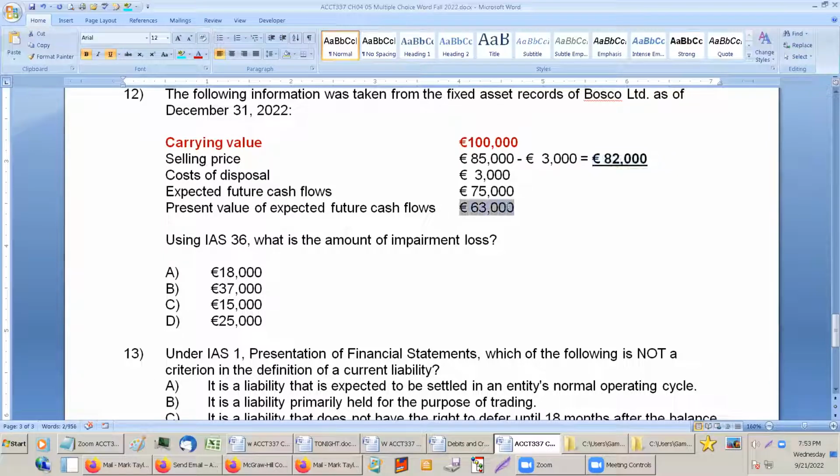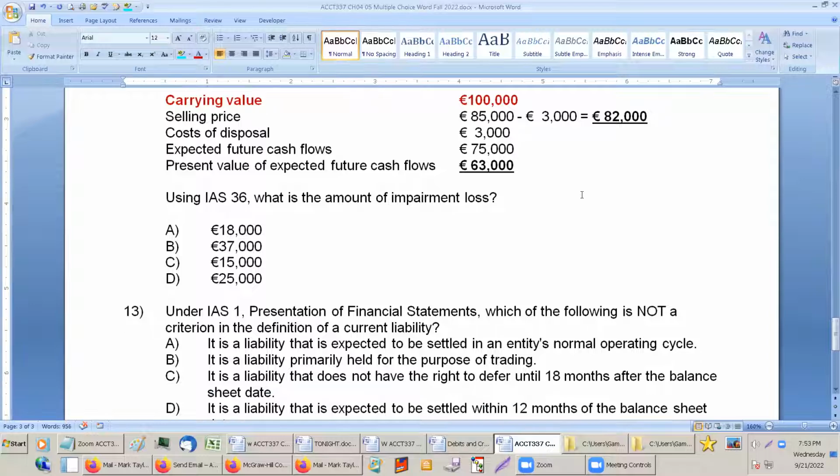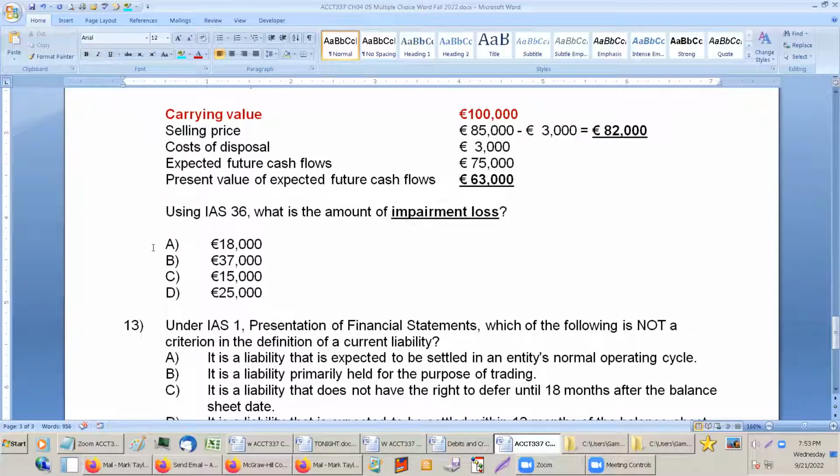Or the expected future cash flows. We're going to take the higher of those two. Which isn't one of the answers. Oh, yeah, it is. What is the amount of the impairment loss? So what is the loss going to be? Yeah, the loss is going to be the 100,000 minus the 82. So you're going to compare these two, take the higher of them. So this one is higher.